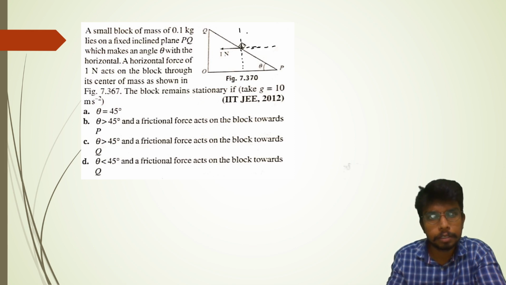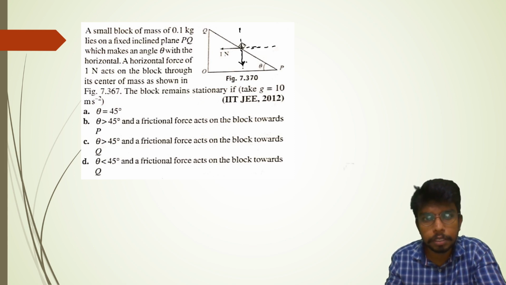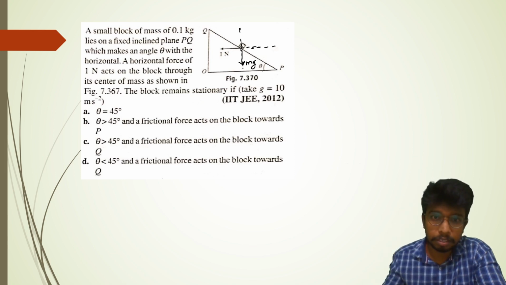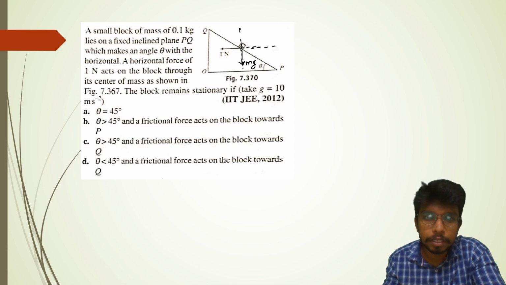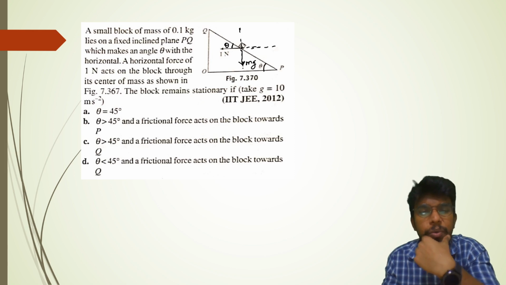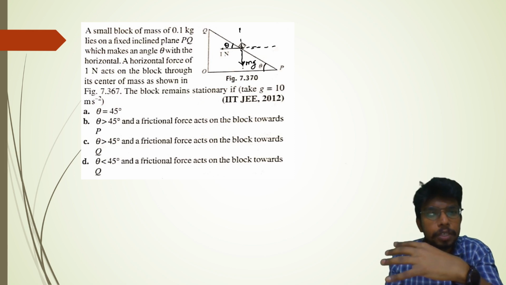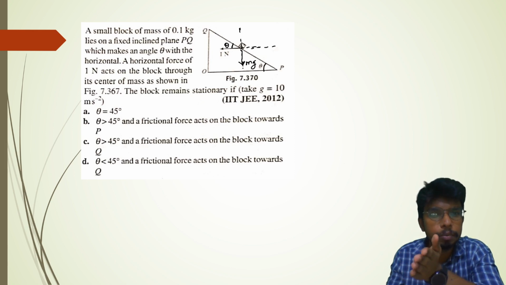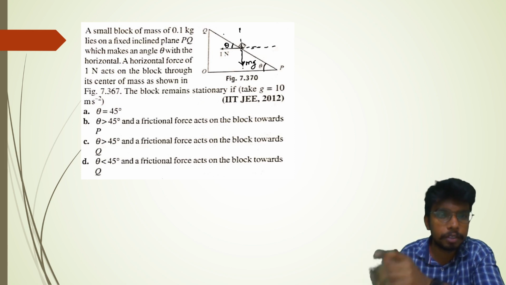This is the condition, and we have 1 Newton force over here, we have mg in the downward direction, and what else, if this is theta, this is also going to be theta. So there will be one force acting in this direction, which is not even required actually. A small block of mass 0.1 kg lies on a fixed inclined plane PQ, which makes an angle theta with the horizontal. A force of 1 Newton acts on the block through its center of mass as shown in the figure.